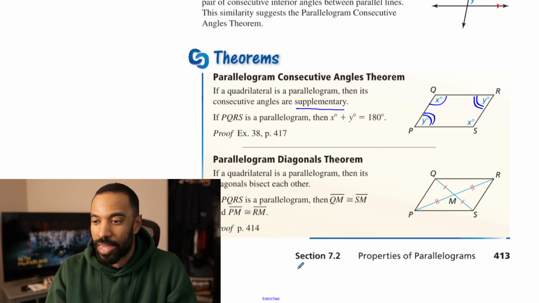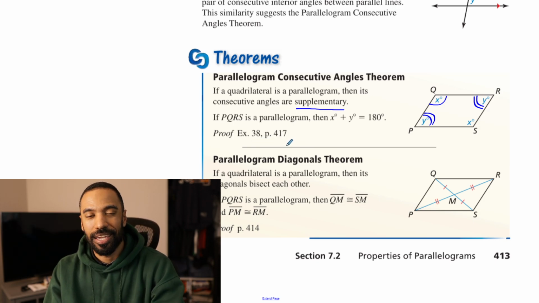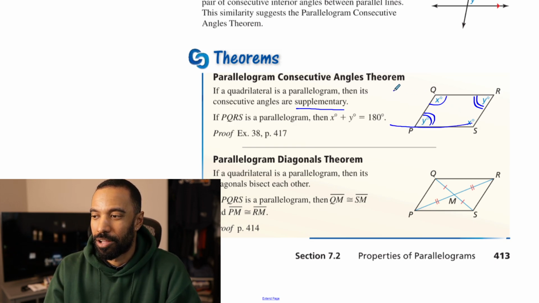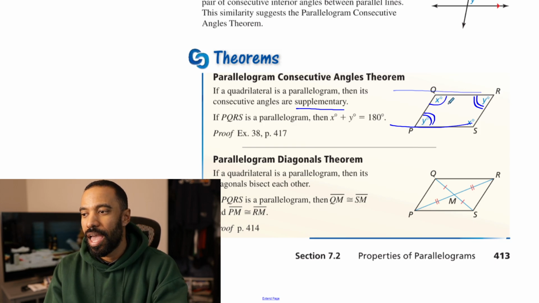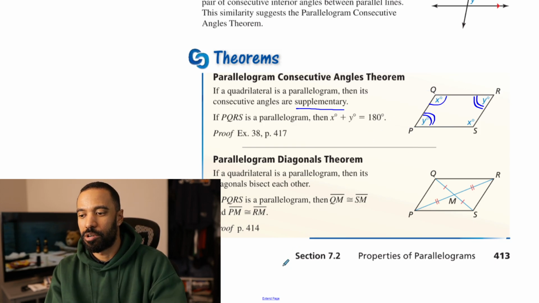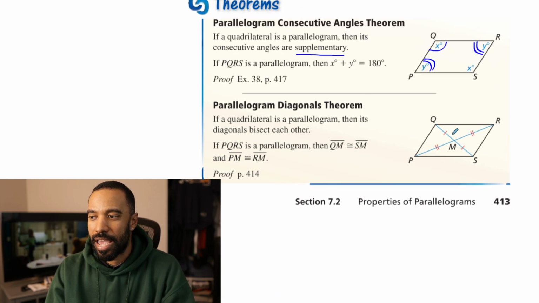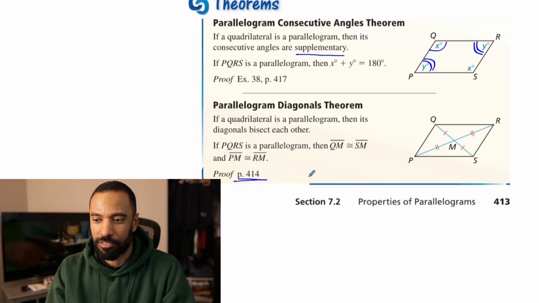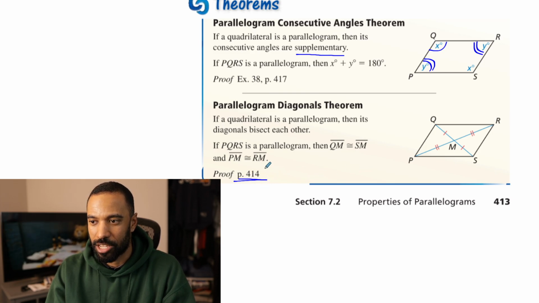Now, I don't know if we might get to prove it together here, but basically, it's a same side interior angles thing. Parallel lines cut by a transversal, same side interior angles are supplementary. So any two consecutive angles in a parallelogram are supplementary. The diagonals bisect each other. Here's another one that, once again, looks like we're going to have to play with those proofs. Or, looks like the next page. Next page, we're going to see this proof of diagonals bisecting each other.